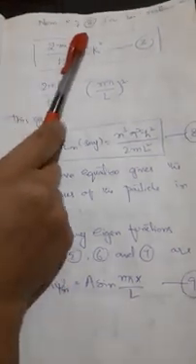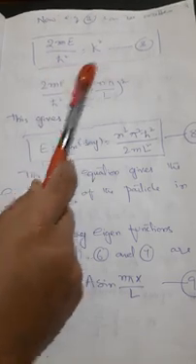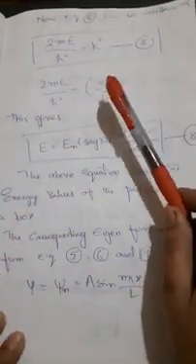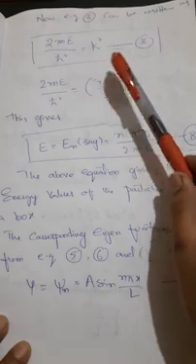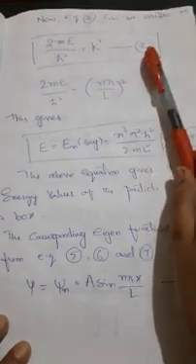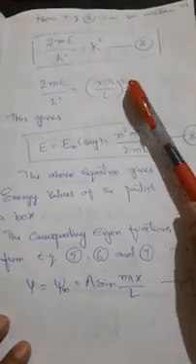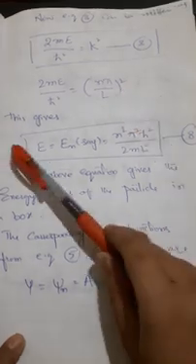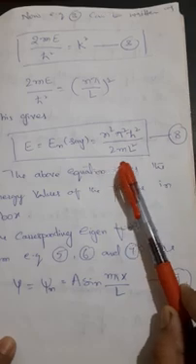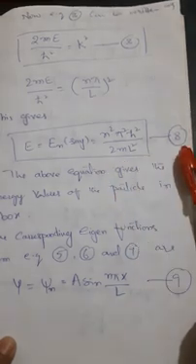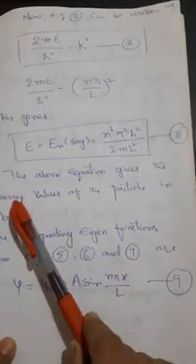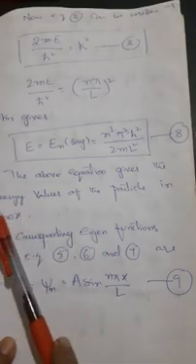Now from equation number 3 we can write 2mE by h bar square is equal to k square. This is equation number 3. So now we got the value of k, and we simply substitute the value of k in equation number 3. So 2mE by h bar square is equal to n pi by L whole square, k square. So this gives E is equal to En is equal to n square pi square h bar square by 2mL square. Let us take this as equation number 8, and this equation number 8 is the representation of the energy values of a particle in a box.